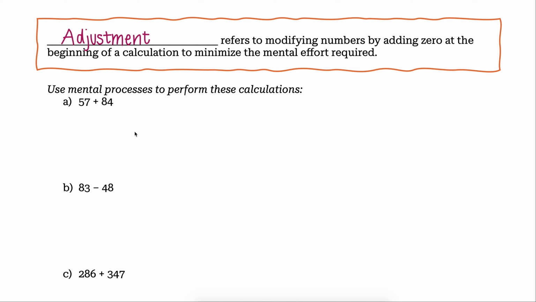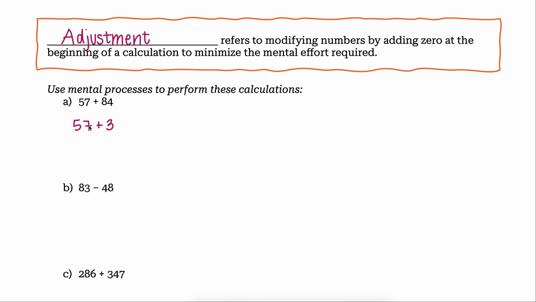Here we have 57 plus 84. So this goes hand in hand with working with groups of 10. It's a lot easier to work with multiples of 10. So I'm going to show you how adjustment can work with that. What I'm going to do is take this 57 and bump it up to a 60. It's a multiple of 10. Again, they're easier to work with. So to go from 57 to 60, I need to add 3.